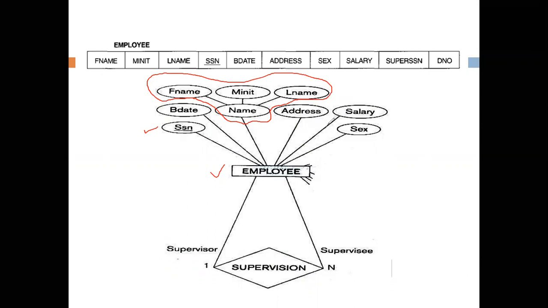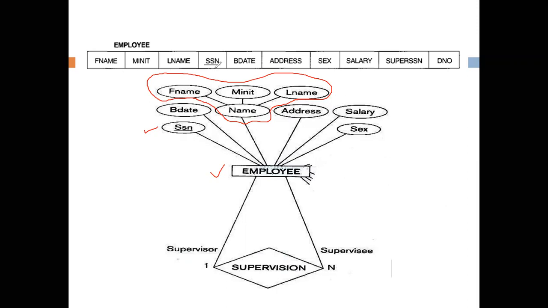Name is written over there, along with address, salary, and all those details. SSN is the prime attribute, and that's why it is indicated with an underline. Here, address also we can represent as a multi-valued attribute. Again, that depends on the application and the designer. We can also represent this address as a multi-valued attribute.